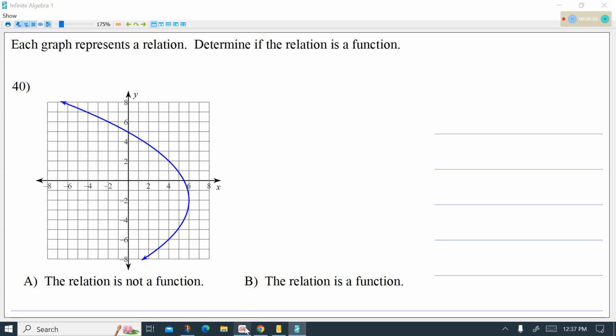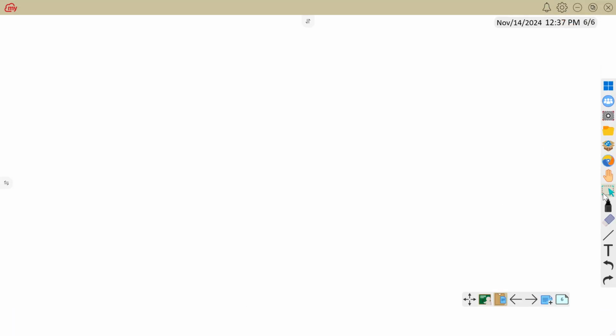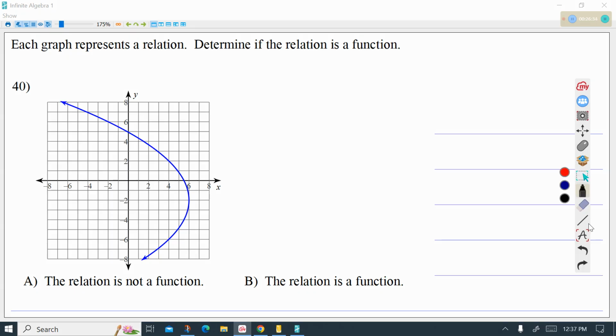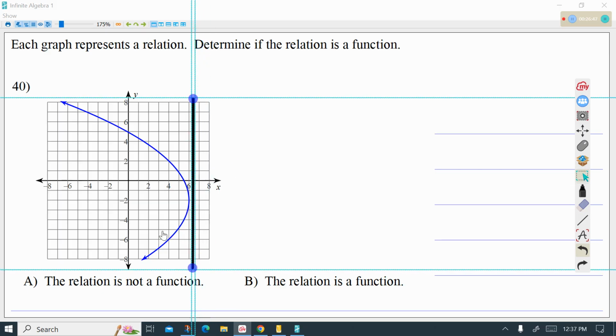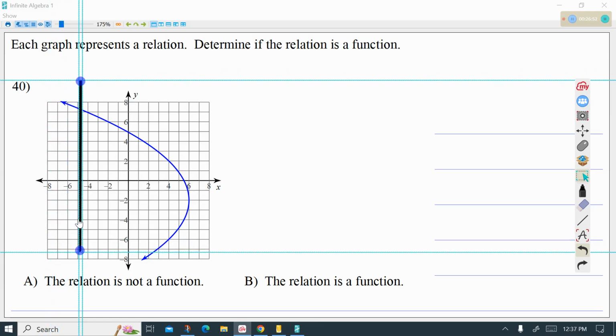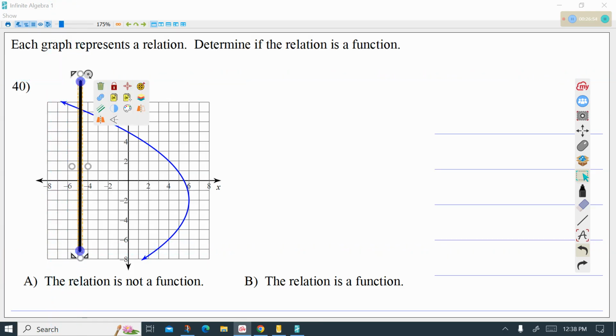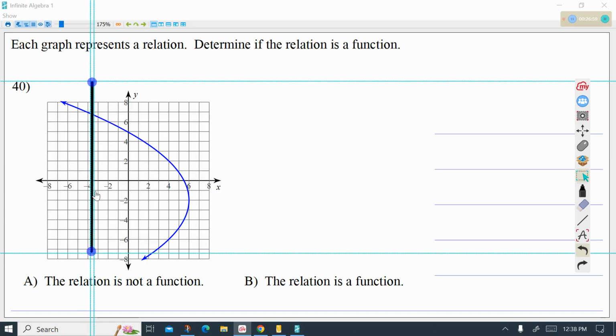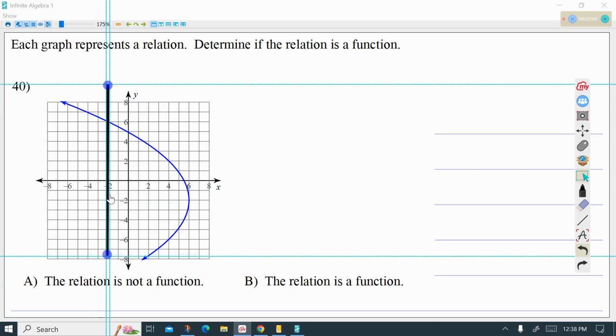So again, make your choice right now. What do you think this is? We're going to drop a vertical line and test to see what's happening. So I'm going to put a vertical line right here, and then we're going to scan our graph. I could go from left to right or right to left, so let's start on the left side like I told you last time. Right now, is it crossing in more than one place? No, it's only crossing right there at that place. If I move it over a little bit, it's still crossing only in one.